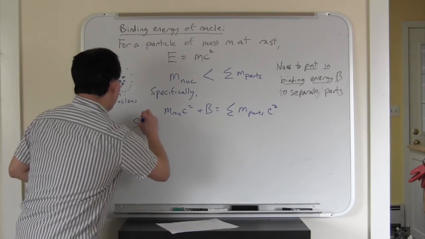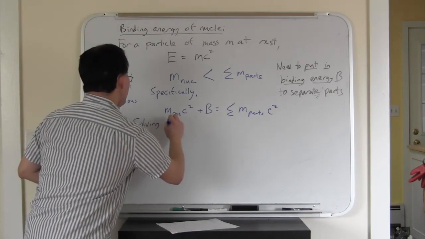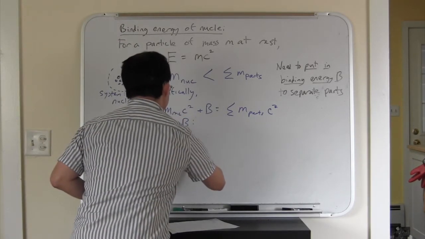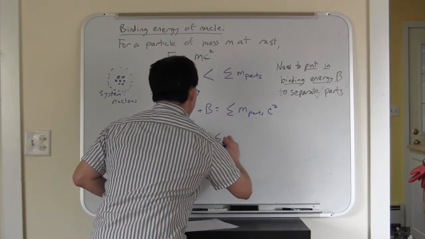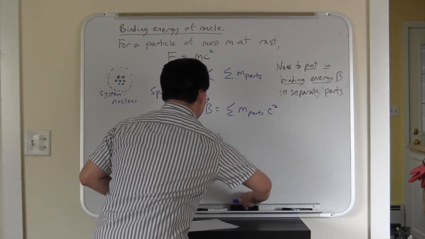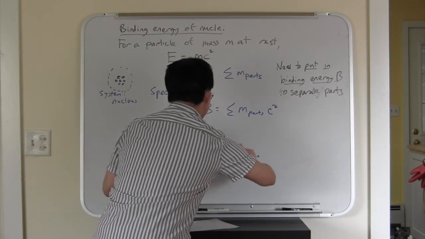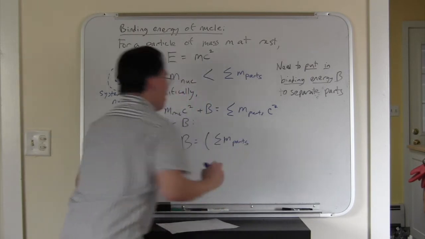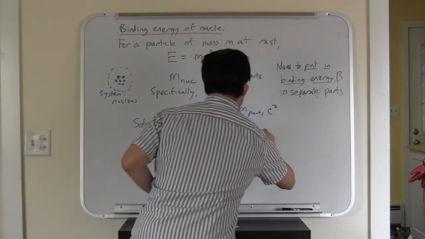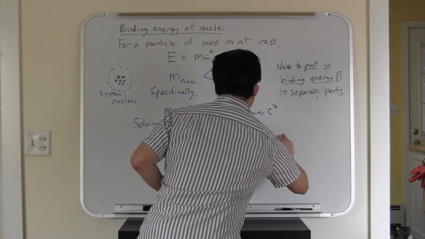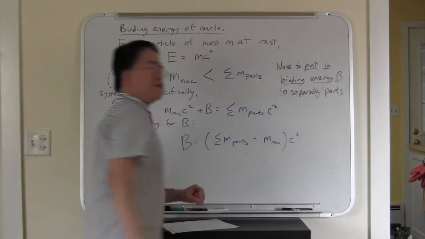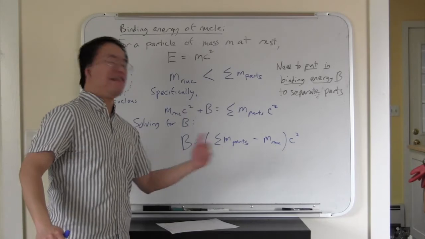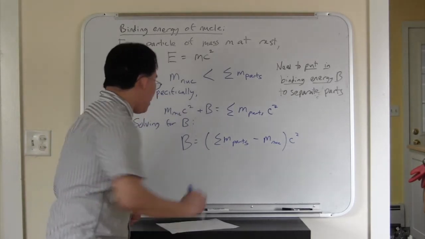So solving for the binding energy, we then get B equals the sum of the masses of my parts, sigma m parts, minus my nuclear mass, times c squared. Sometimes we call this thing the mass difference, delta m.